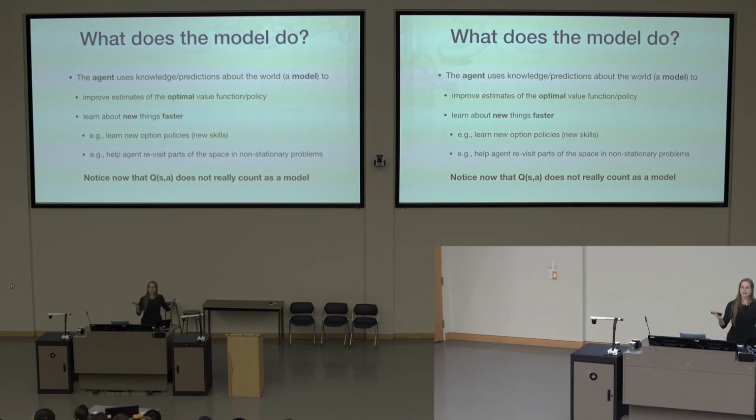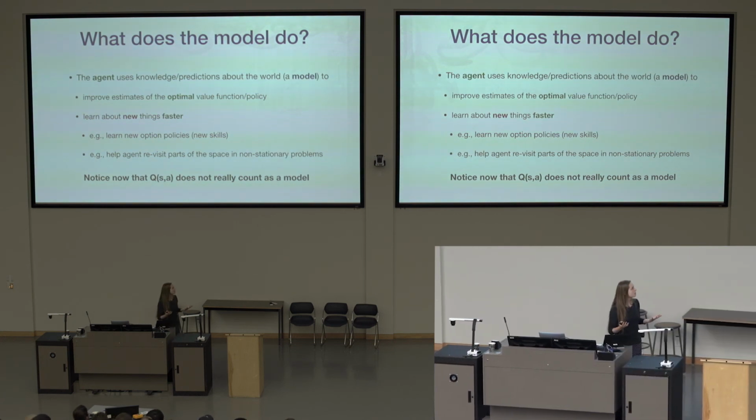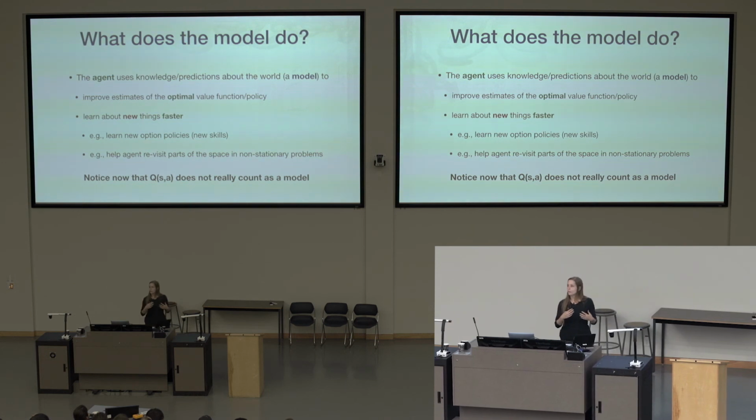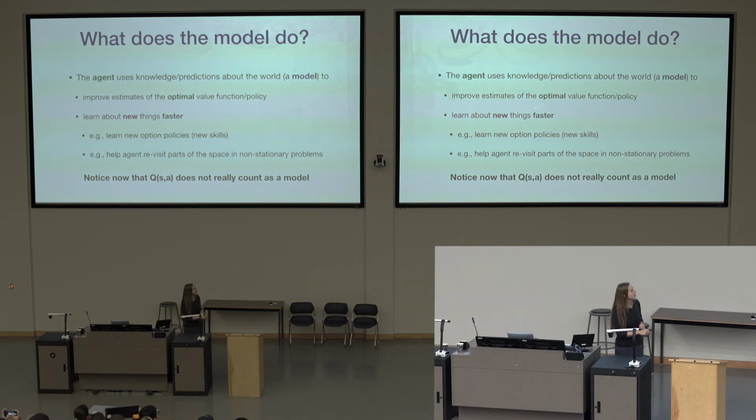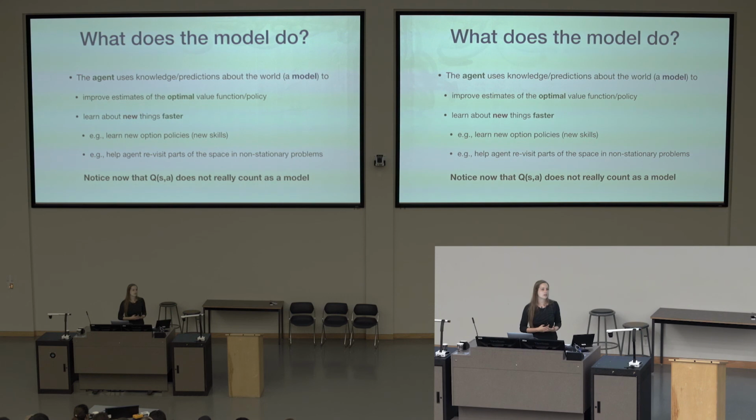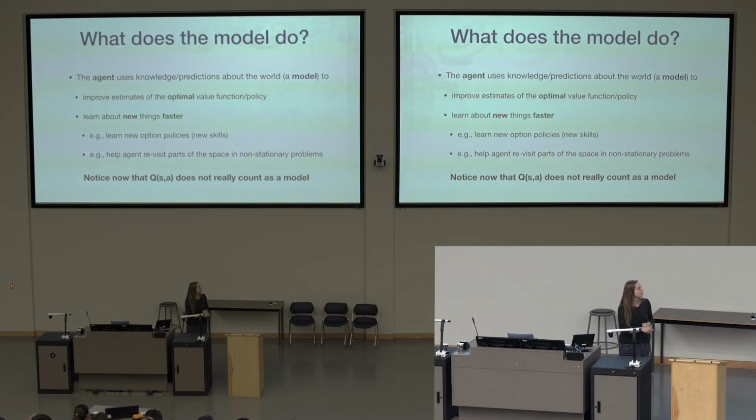What I really want to say is, what do we really mean by a model when we say model-based RL? That can help us answer the question, what kinds of learned models should we consider? Here I'm proposing that when we say model, what we really mean is that the agent has some predictions about the world that allow it to improve the estimates of the optimal value function or policy, and allow it to learn about new things faster. For example, if you'd like to learn about a new option, you have not yet learned about options or skills. Andre Breda is going to tell you about that. But you might also want to ask about little subtask policies, like how do I get to the door? Then it's pretty clear now that Q(s,a) is not a model.